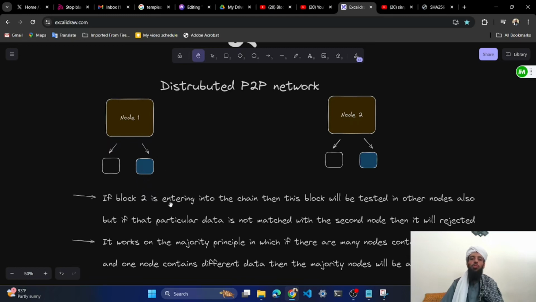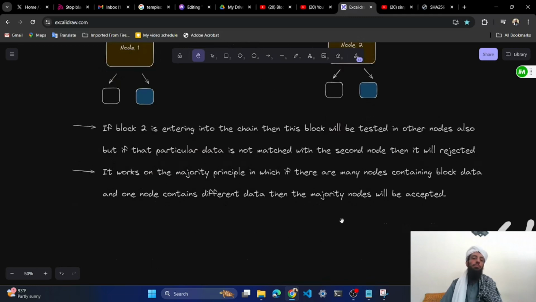So if block 2 is entering into the chain, then this block will be tested in other nodes also. But if that particular data is not matched with the second node, then it will be rejected. So let's say this is the node that contains the data, and there are other nodes also that contain the data. If the hashing algorithm is not matched with the other nodes, then this will be rejected.